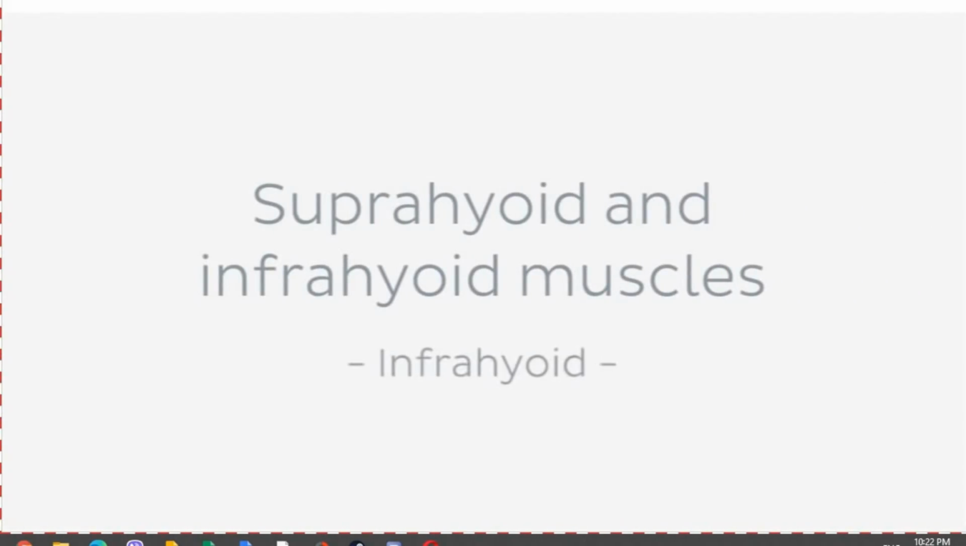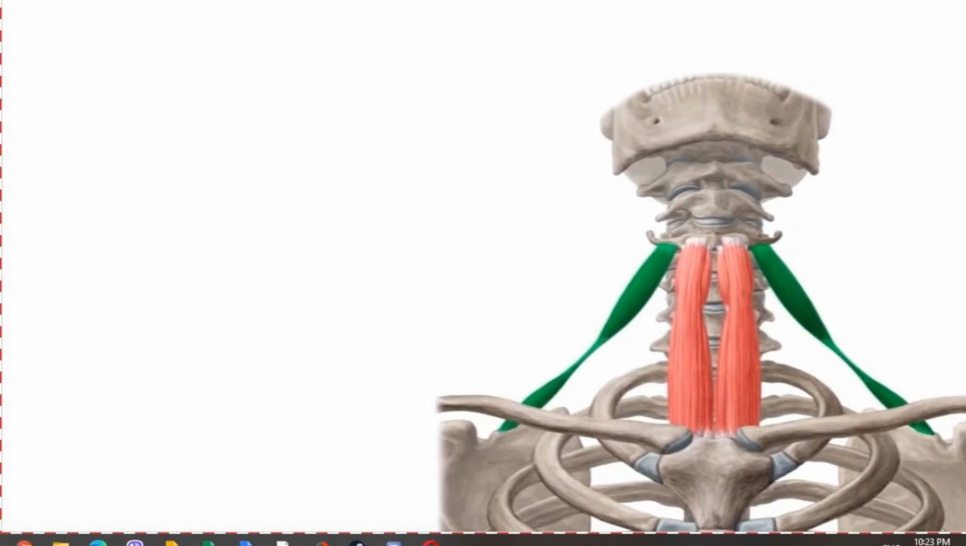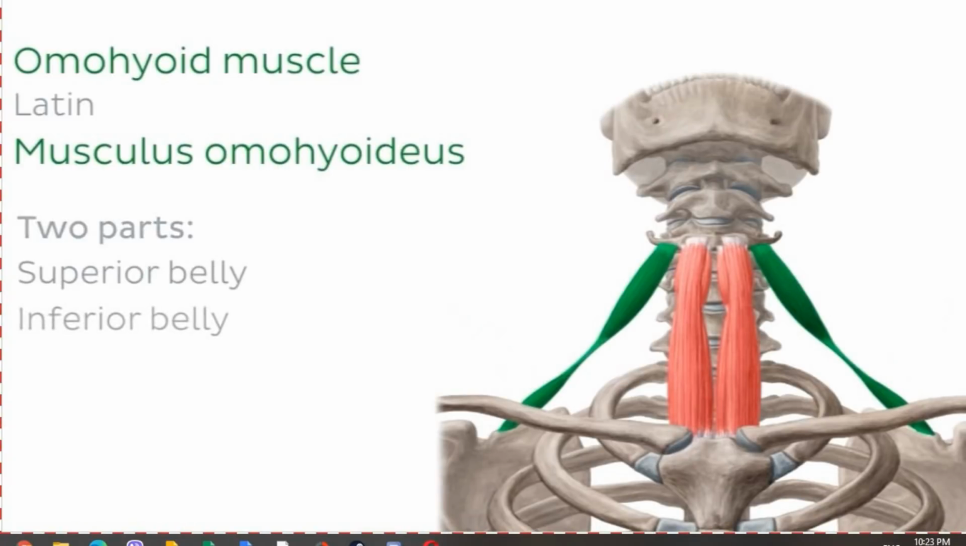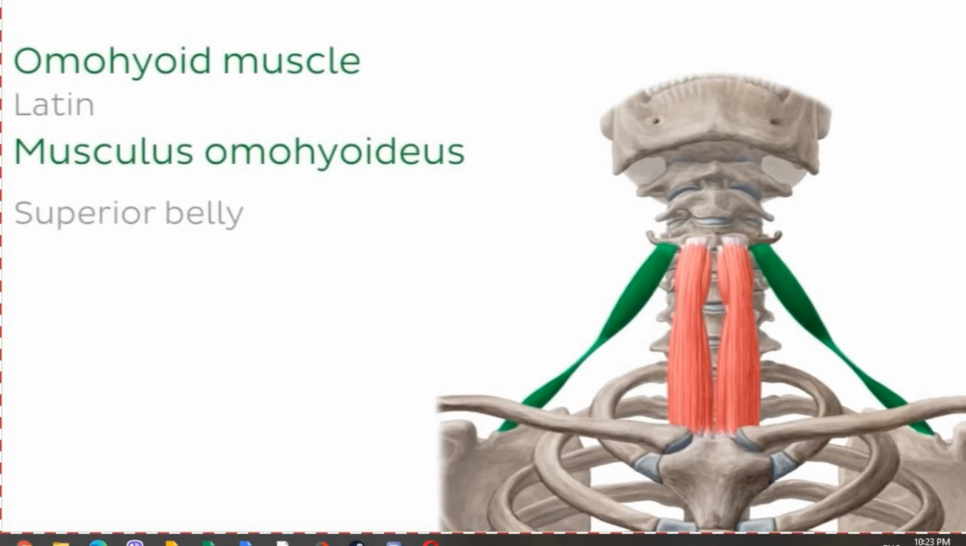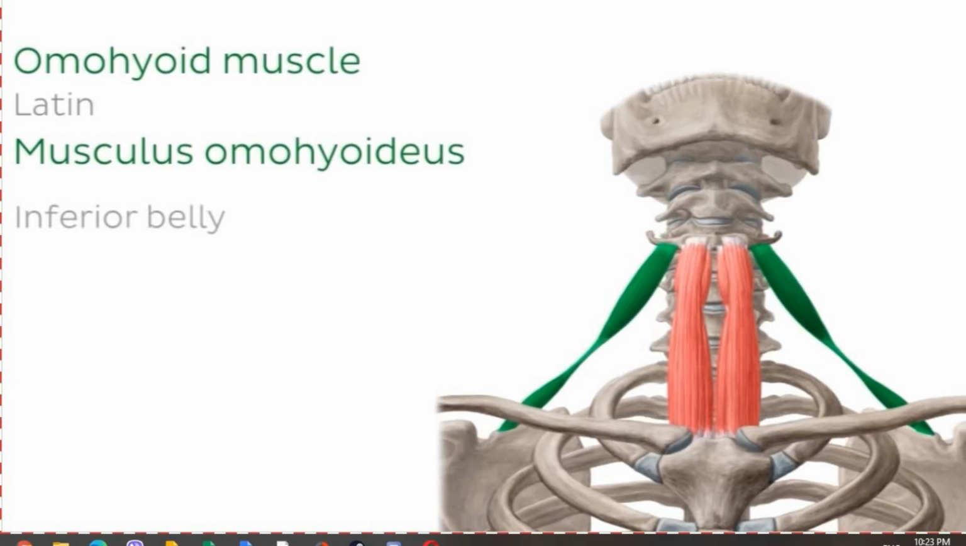Now let's have a look at the infrahyoid muscles. Amongst the infrahyoid muscles, there's only one muscle we'll have a look at today, the omohyoid muscle. The omohyoid muscle can be divided into 2 parts, a superior belly and an inferior belly. The superior belly of the omohyoid arises from this intermediate tendon and goes on to insert on the lateral border of the hyoid bone. The inferior belly of the omohyoid muscle originates in the superior border of the scapula.